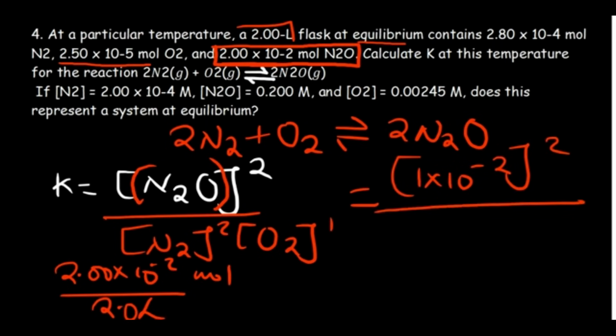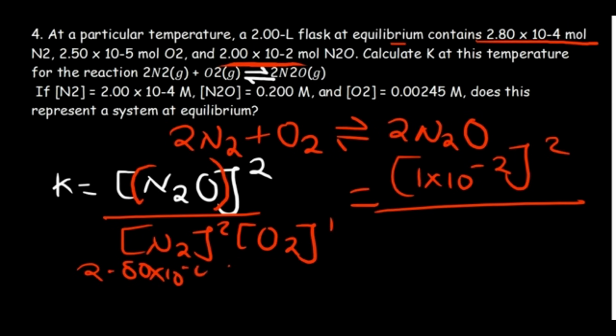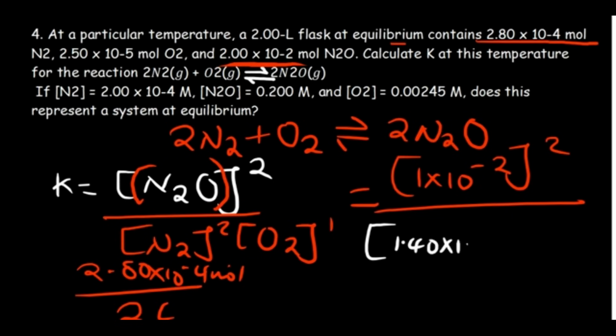We even shift now to the other part where we look at the nitrogen gas. For the nitrogen gas, how many moles were we given? The number of moles of nitrogen gas is given to be 2.80 times 10 to the power negative 4. If you divide that, 2.80 by 10 to the power negative 4 over 2 liter, our concentration for nitrogen is going to be 1.40 by 10 to the power negative 4. Okay, you do the same for the oxygen. For the oxygen, we are given 2.50. Divide that by 2, we have 1.25 times 10 to the power negative 5.